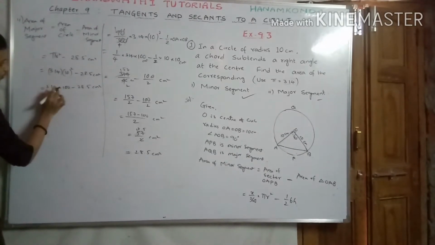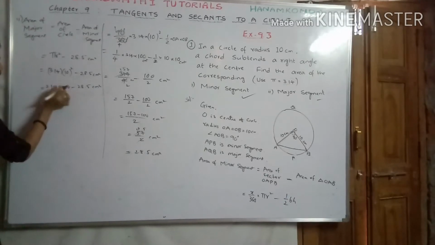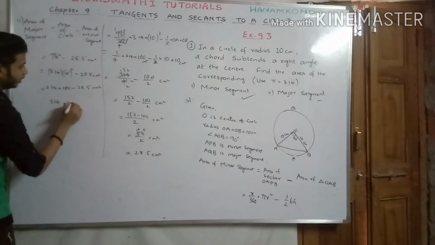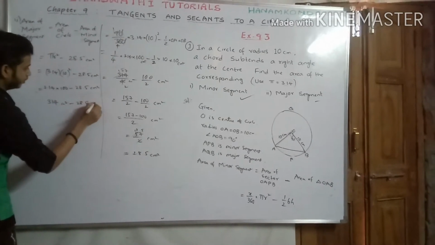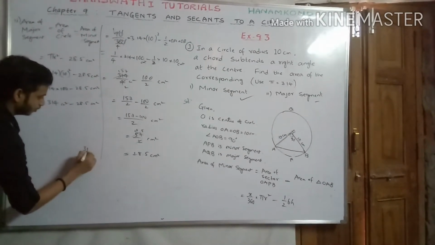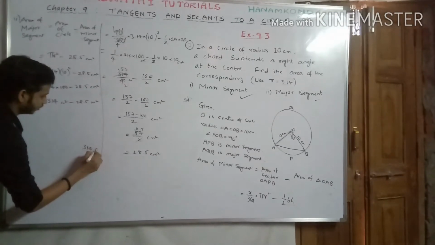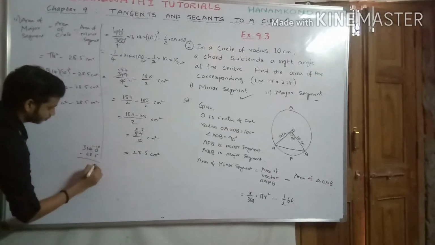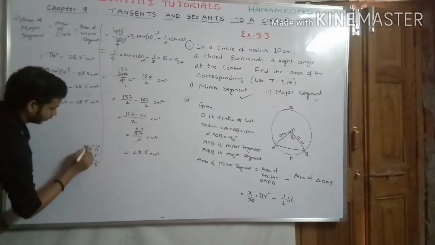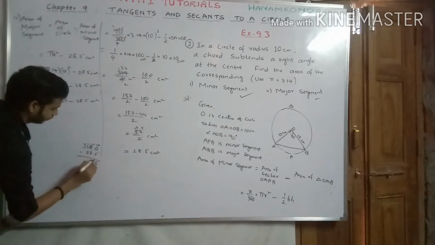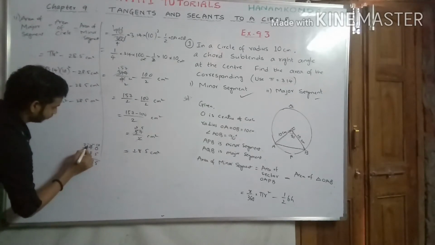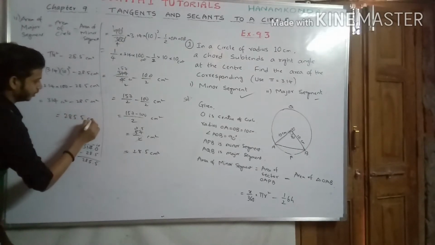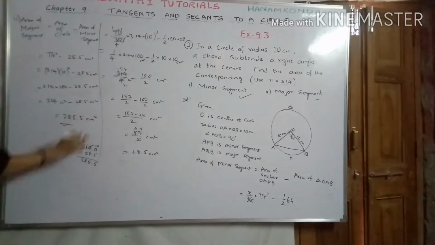So 3.14 into 100, that means the point shifts two places to the right side. So 314 centimeters square minus 28.5 centimeters square. So let us subtract 314.0 minus 28.5. Okay, 10 borrowed, so 13 minus 8 is 5. Again 28... we get 285.5 centimeters square. So this is the area of major segment.